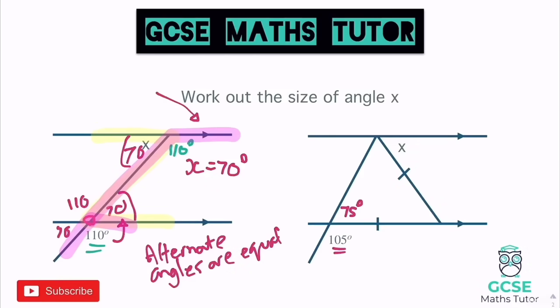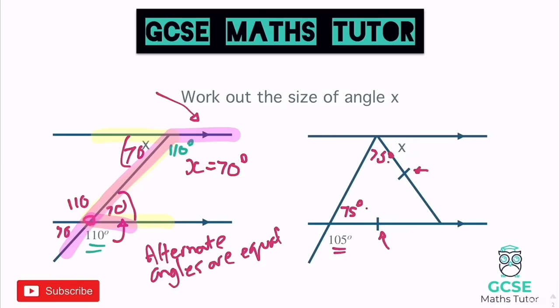Now, if you have a look, we've got a triangle in this question. Now, there's these two symbols here, which tell us that this is an isosceles triangle, and base angles in an isosceles are equal, and it's underneath these two little, what I call little eyebrows. Okay, so underneath, this will also be 75, because base angles in an isosceles are equal.